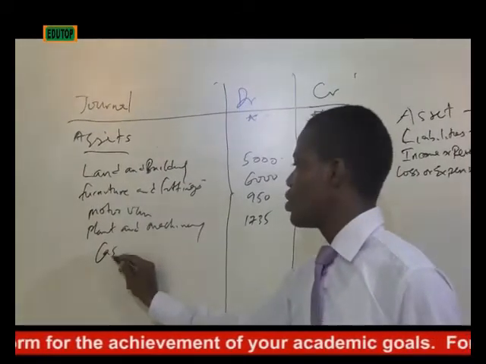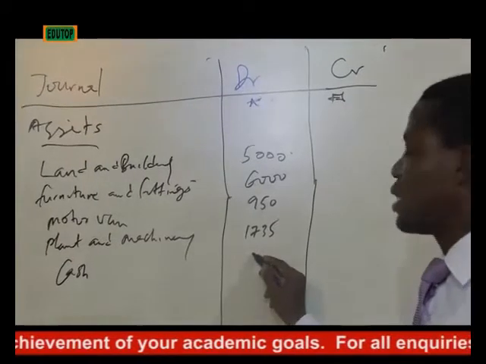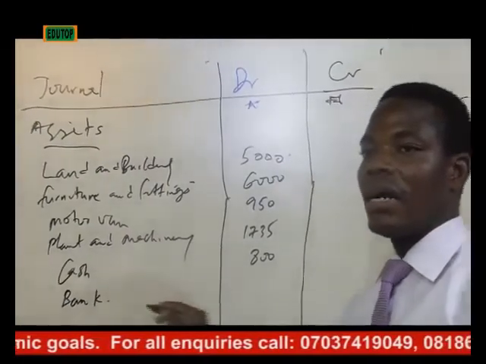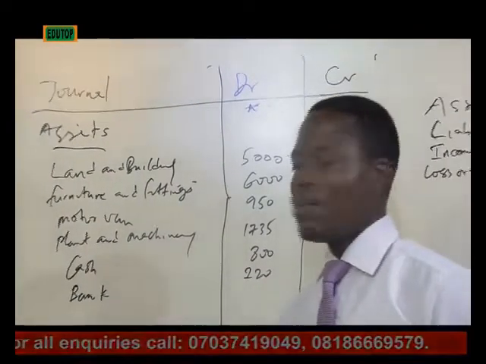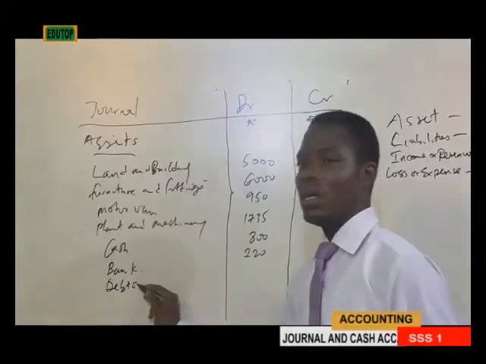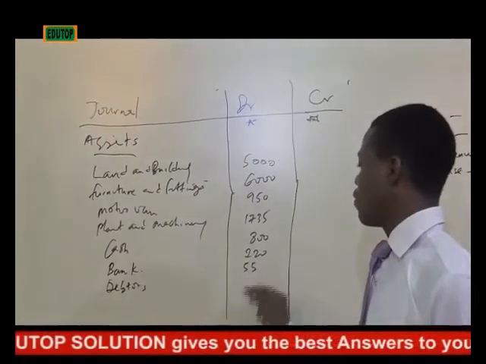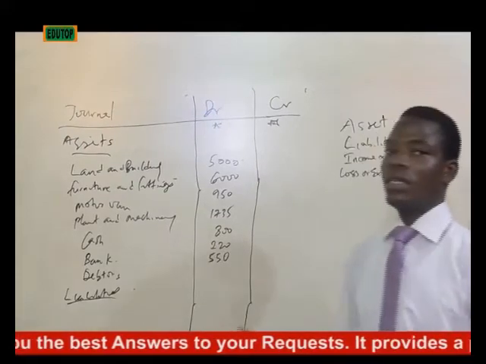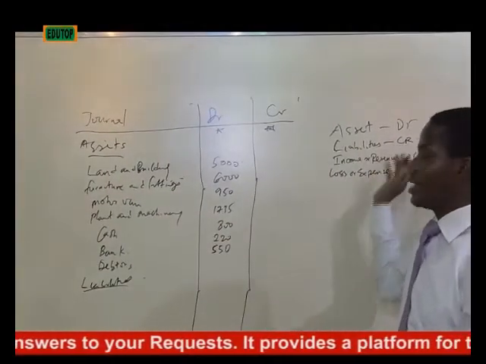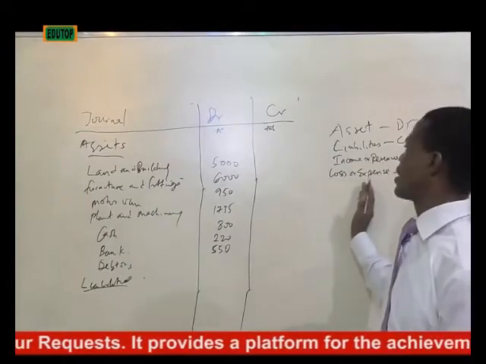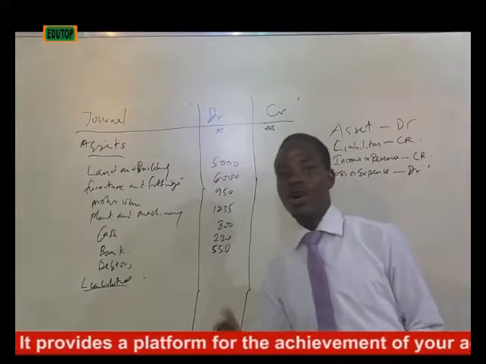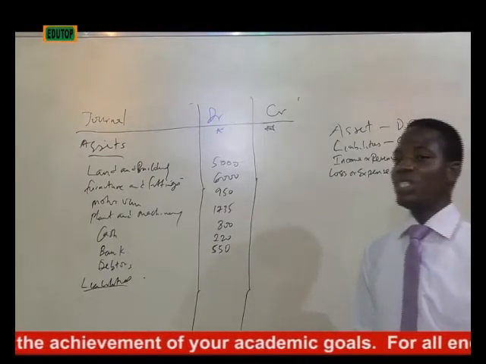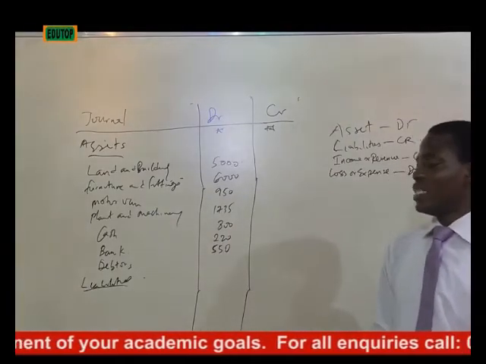Which is 175. Then we have cash. Cash is also an asset. That is 800. Then we have a bank. Bank is 220. Then we have debtor, which is 550. So under the liability side, remember all liabilities will be credited. Applying this technique will assist you and aid you in balancing your journal, to know which side those accounts belong to, either credit side or debit side.